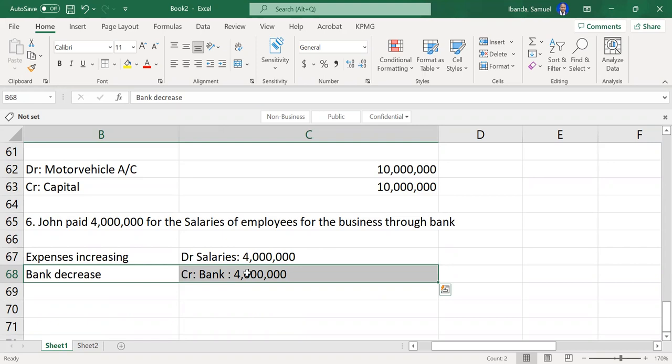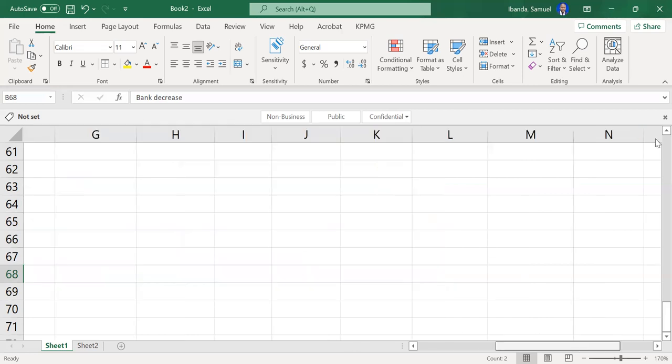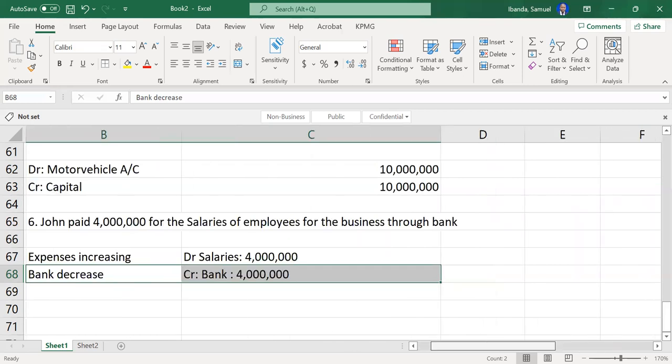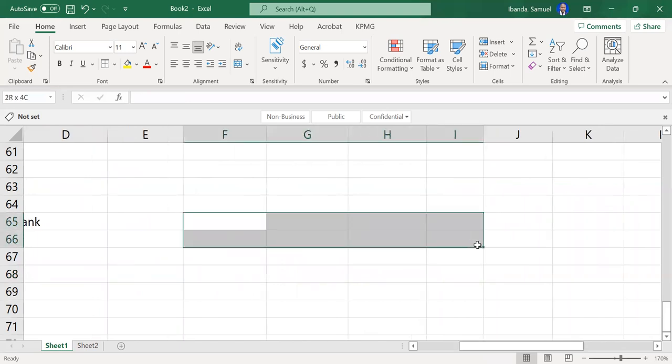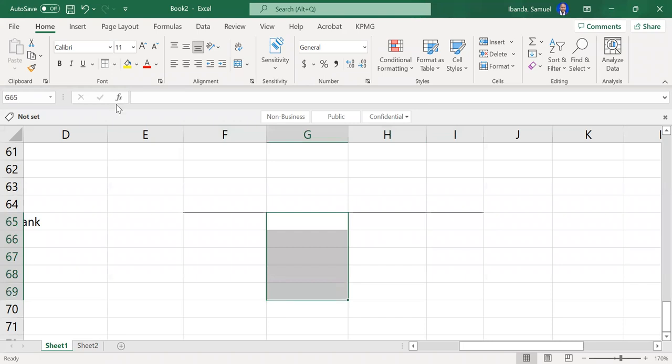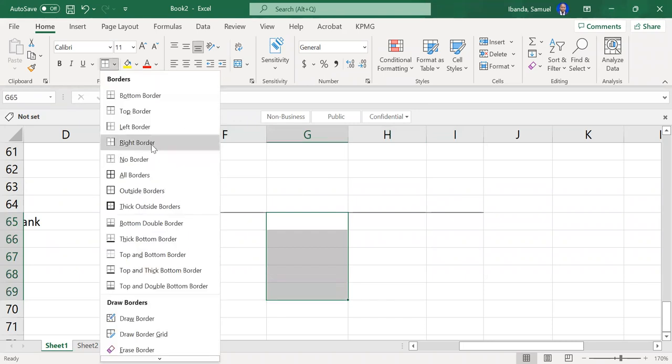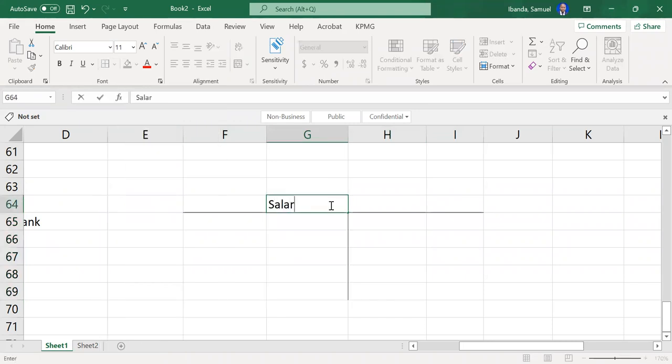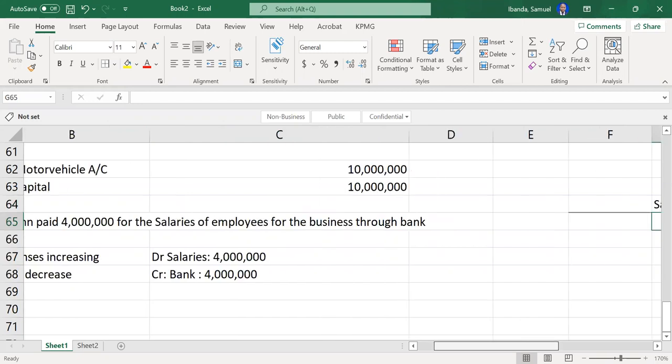So I don't have a salaries account, so I have to open up a new account called salaries. So what I'll just do, I'll just come here and open up my account called salaries. So I'll call it salaries account. Now we are saying that salaries are debited.